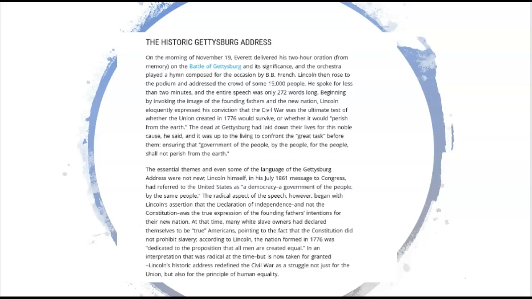The essential themes and even some of the language of the Gettysburg Address were not new. Lincoln himself, in his July 1861 message to Congress, had referred to the United States as a democracy, a government of the people by the same people. The radical aspect of the speech, however, began with Lincoln's assertion that the Declaration of Independence, and not the Constitution, was the true expression of the Founding Fathers' intentions for their new nation. At that time, many white slave owners had declared themselves to be true Americans, pointing to the fact that the Constitution did not prohibit slavery.